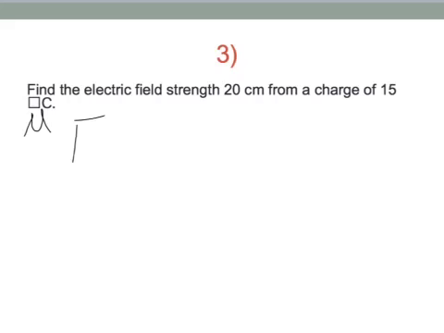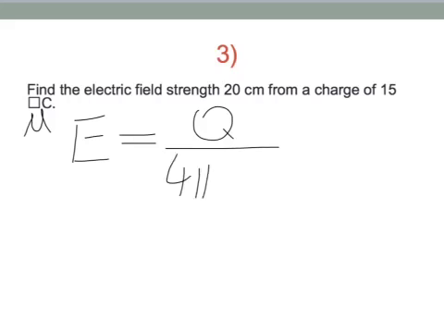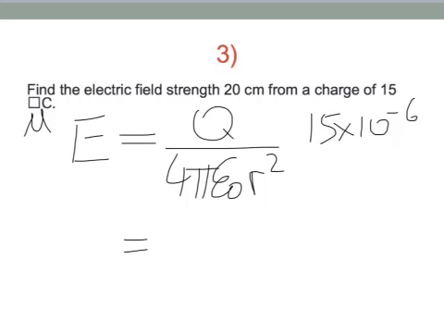We use the equation for electric field strength that's relating to a point charge Q. Q divided by 4 pi epsilon naught times r squared. Plugging those numbers in, making sure we're using 15 times 10 to the negative 6 for the charge Q on top.